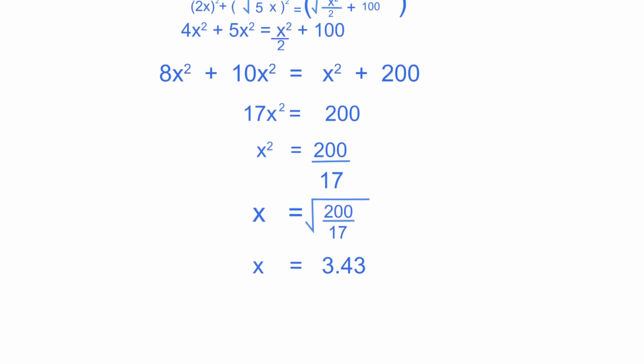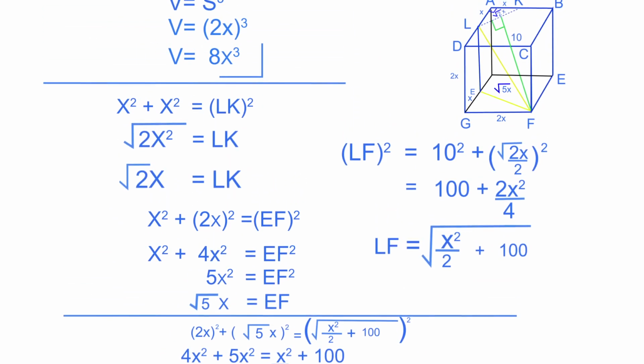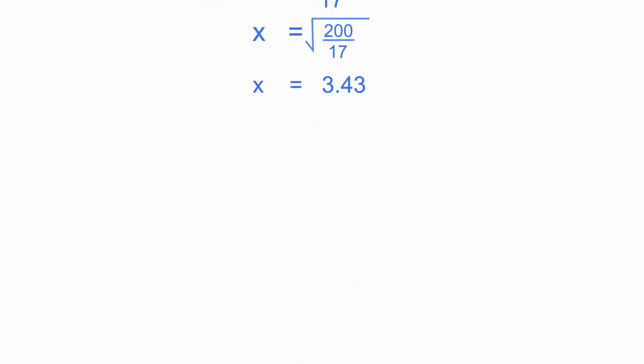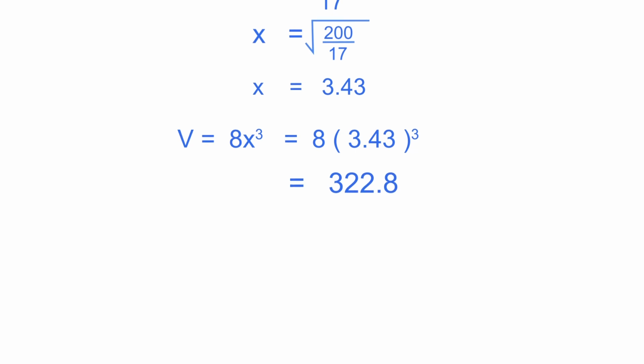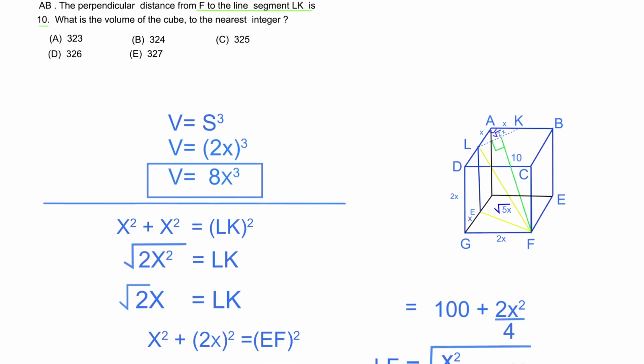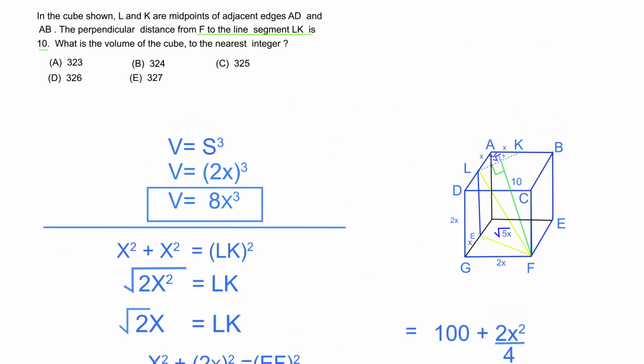Now we can figure out the volume. The volume, if you remember, was right here, 8x cubed. If you substitute x equal to 3.43, you will get approximately 322.8. 322.8 is the volume of this cube, and the nearest integer would be 323. So the answer is A.